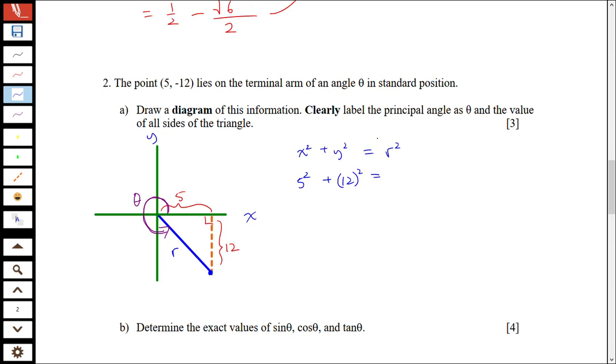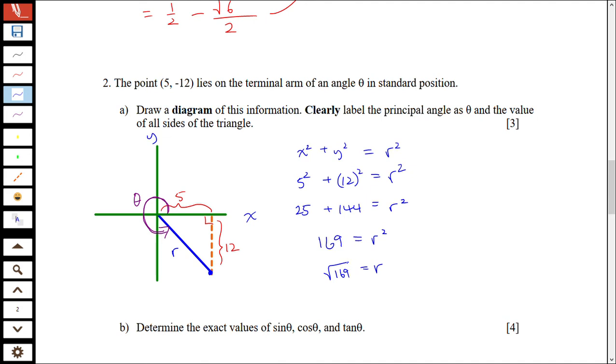But even if you were to use a negative, the negative would be gone anyways. Okay, and that's going to be 5 squared is 25, 12 squared is 144, that's equal to r squared. R squared, 25 plus 144, that's going to give me 169 is equal to r squared, and r is going to be root of 169.